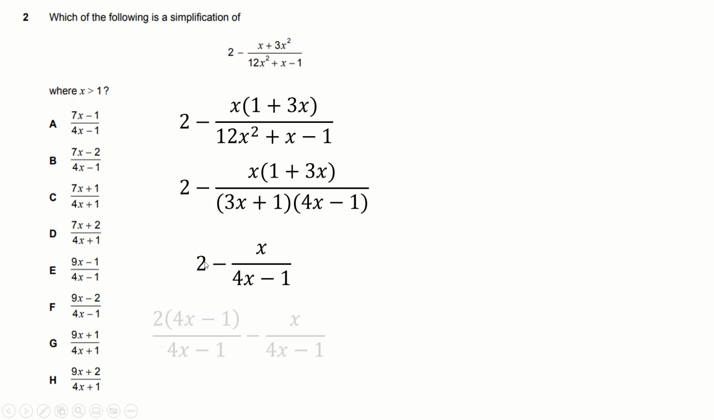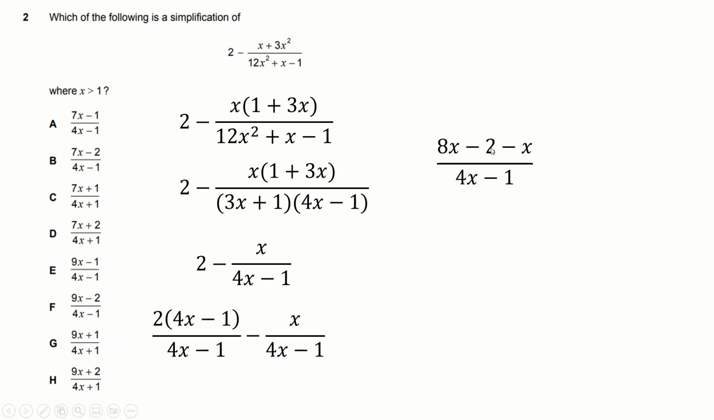We can write this as 2 times (4x minus 1) over that. We can then just say it's this minus x on the top. Expand it out to get 8x minus 2, and then just obviously 7x minus 2 on top, with the denominator the same, and we get the answer here.